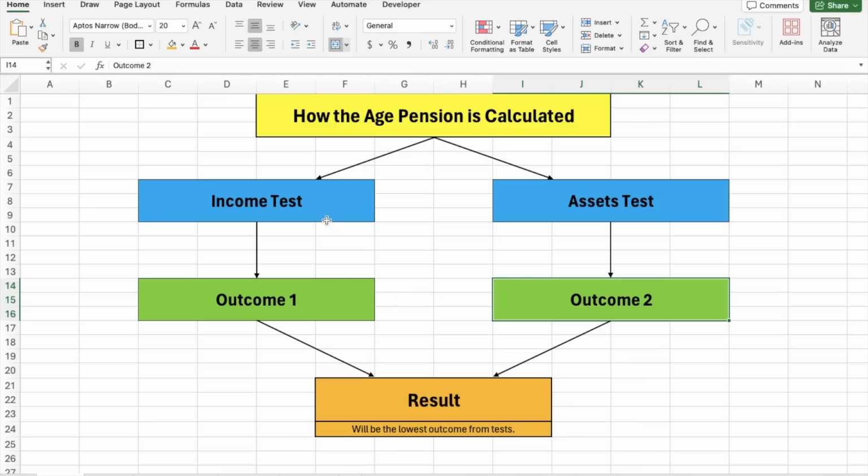So if the income test, for example, says that you should receive the full age pension, but the assets test says you should receive only $100 a fortnight, because the asset test is the lower of the two outcomes, the income test is ignored altogether, and we go with the asset test as the age pension we will receive. So both tests are considered, and whichever one gives you the lowest age pension is the one that is used.